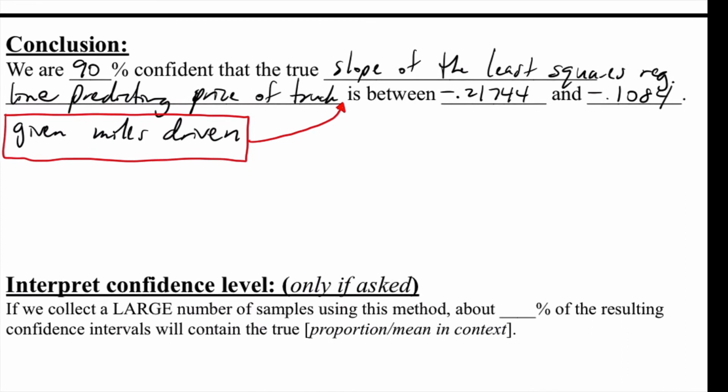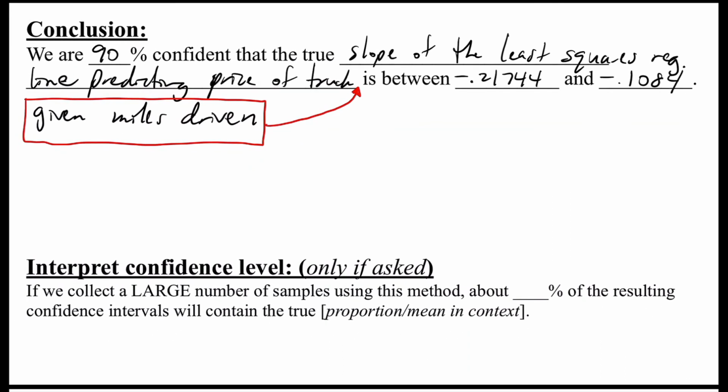Okay. So it's predicting what the slope would be. So it's predicting a negative linear relationship. Is there a chance that there could be no relationship between price and miles driven? No, why not? Because if there was no relationship, zero would have to be somewhere in the interval, and zero is not. It's always negative.